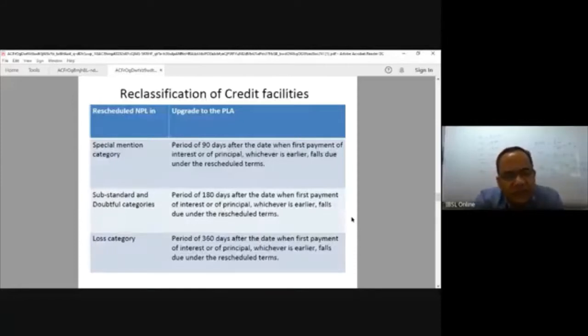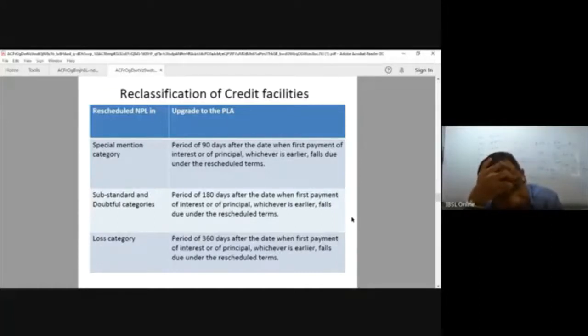So if the loan was in the SMA special mention category when it was rescheduled, then from the day it was rescheduled, you will have to wait for 90 days. After 90 days only, it can be taken to performing loans, right? If it is in the SMA.